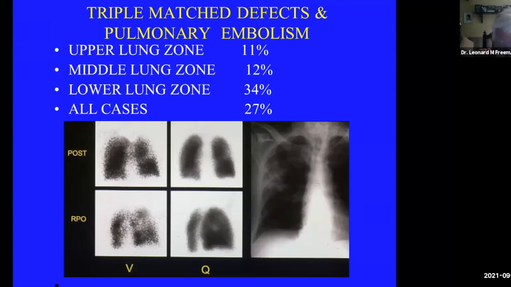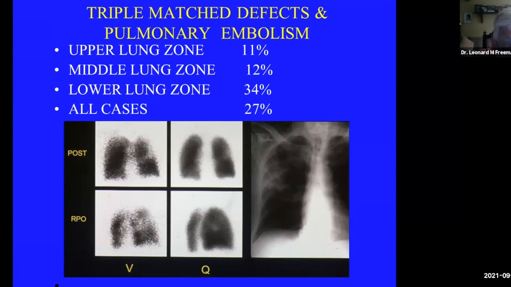However, if you have the defect in the lower lung field, if you have a pneumonia in the lower lung field or an infiltrate in the lower lung field, then all bets are off. You can see it's 34% can be pulmonary emboli, so you can't deal with that. But it's helpful at least to have the upper and mid lung fields, a pneumonia with a defect only in that area. The likelihood is that it's not a pulmonary embolism.